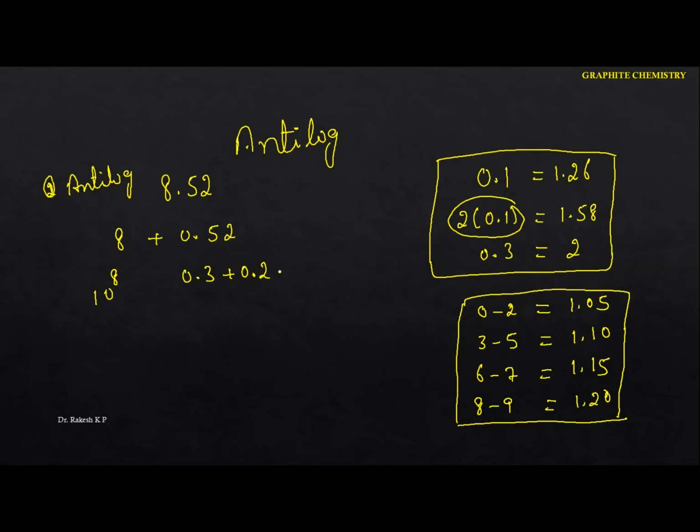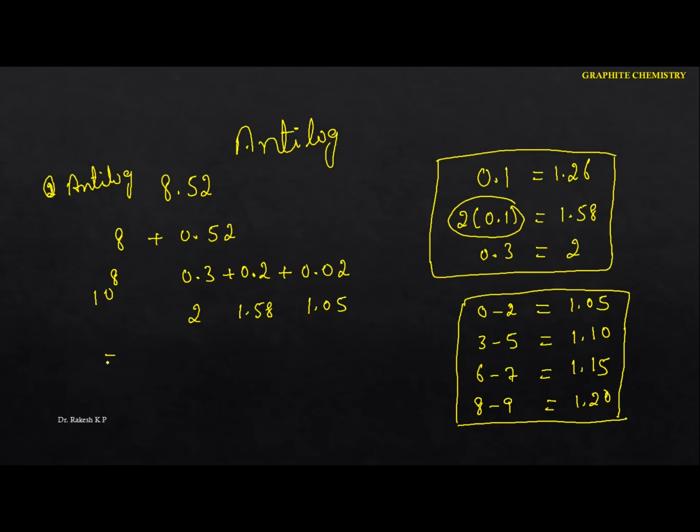The next one I can write as 0.02. Just take the values. What is the value of 0.3? The 0.3 value is 2. For 0.2, the value is 1.58. Then for the second decimal, this is 2, which means it is between 0 to 2. The value you have to take is 1.05.